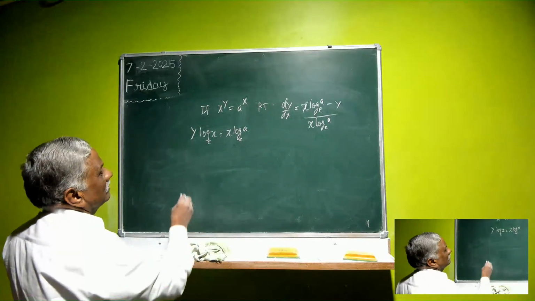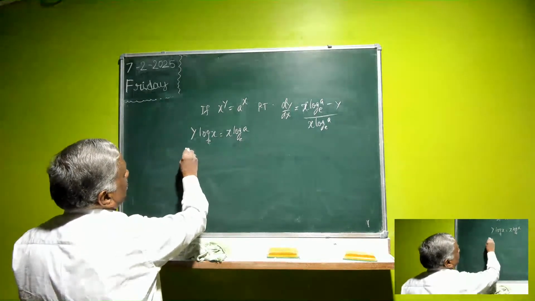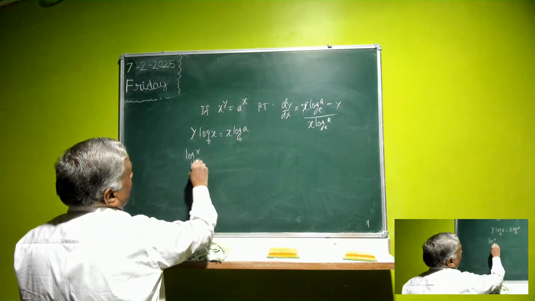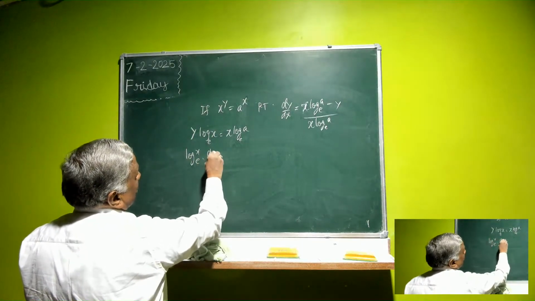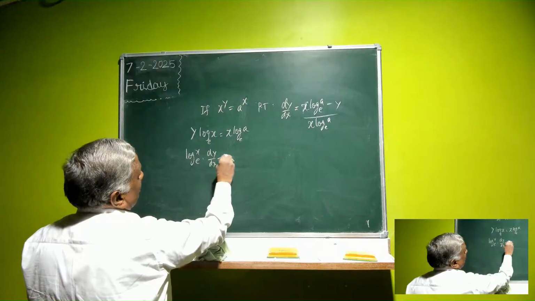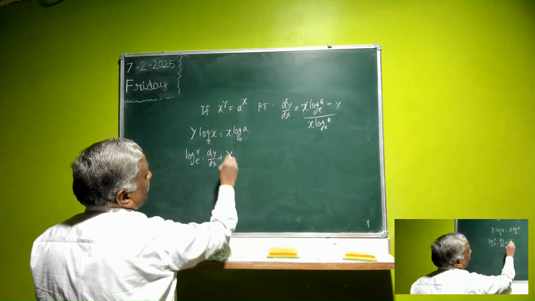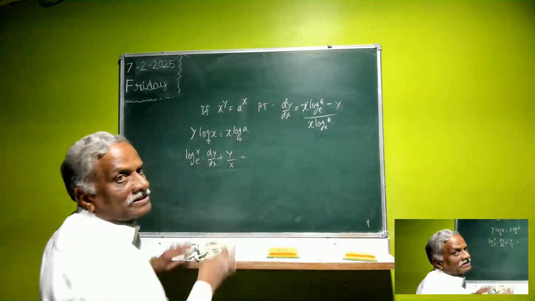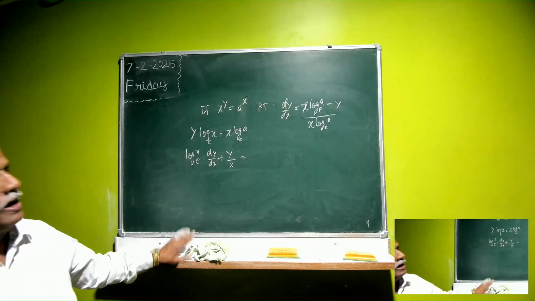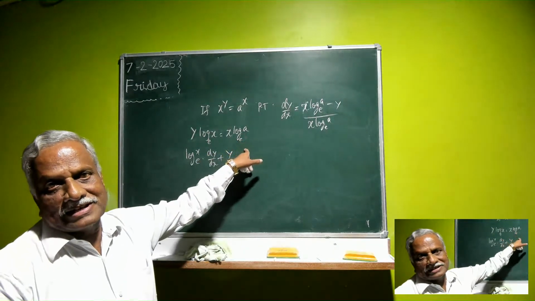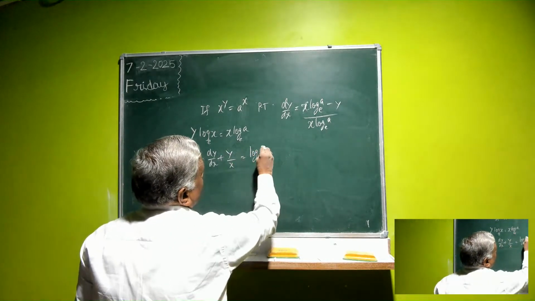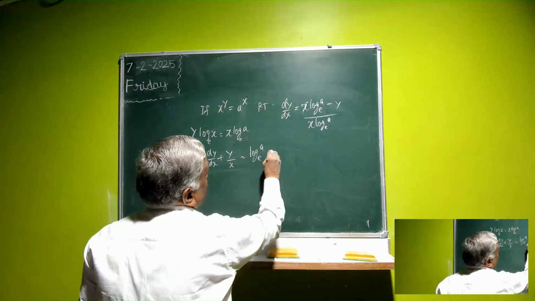Now, you differentiate this. Keep log x to base e as it is. Differentiate y, you get dy by dx. Keep y as it is. Differentiate log x, you get y by x. Here, there is no product rule. Why? Because log a to base e is a constant. So keep log a to base e as it is. The differentiation of x is 1.